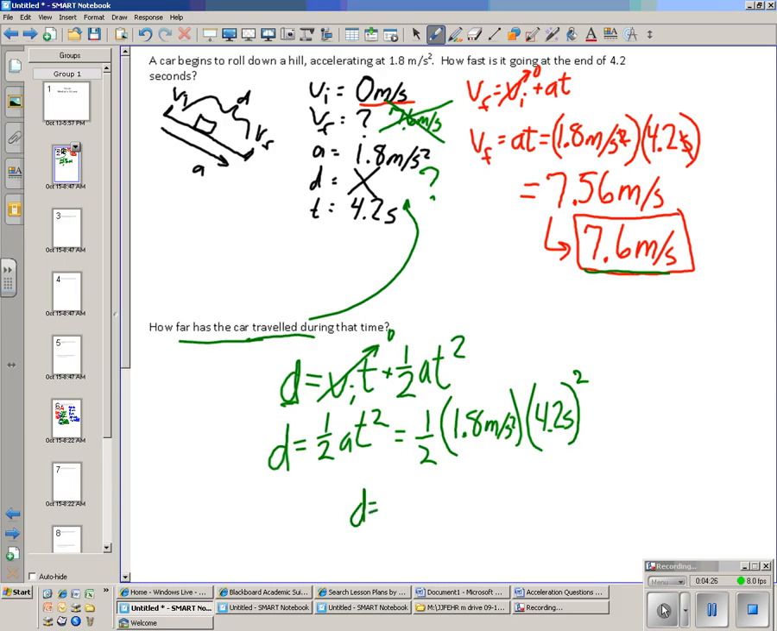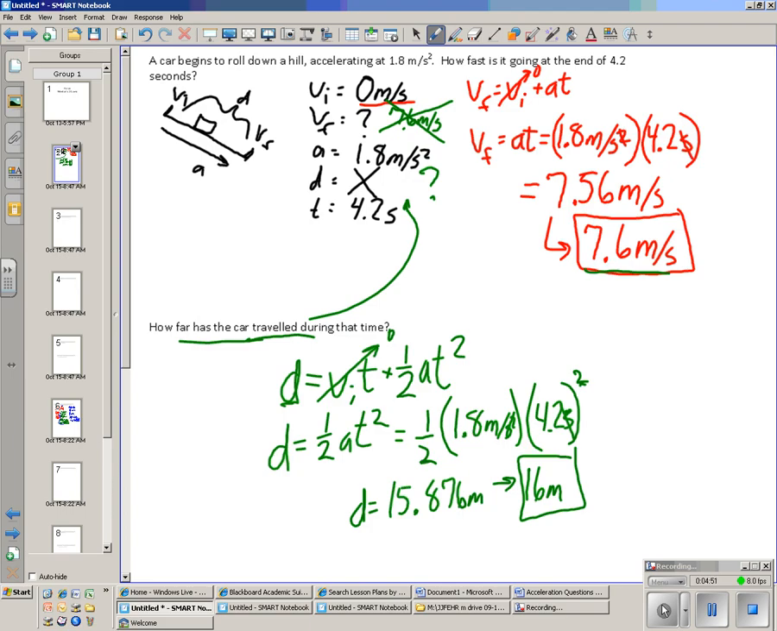Displacement equals 15.876 meters, and then putting in with significant digits, displacement is 16 meters. And the units once again cancel out because this seconds end up being squared from out here, so that canceled out with those seconds.